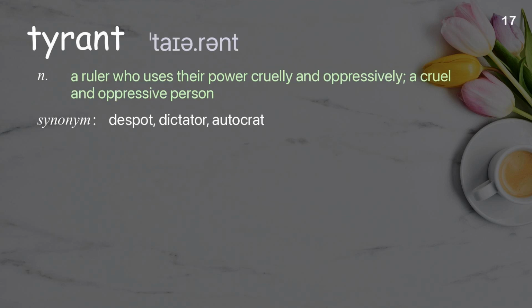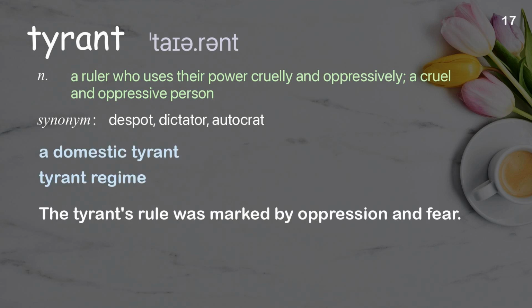Tyrant. A ruler who uses their power cruelly and oppressively, a cruel and oppressive person. Examples: a domestic tyrant, tyrant regime. The tyrant's rule was marked by oppression and fear.